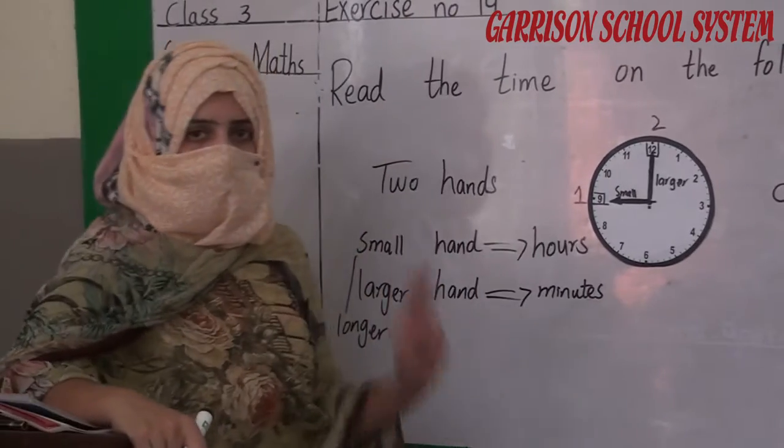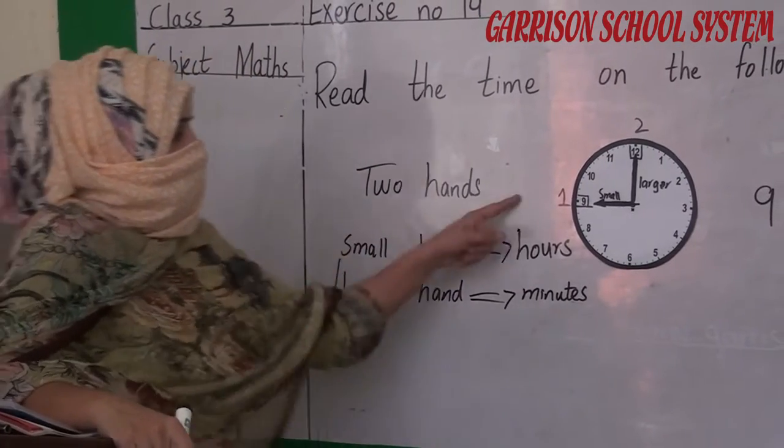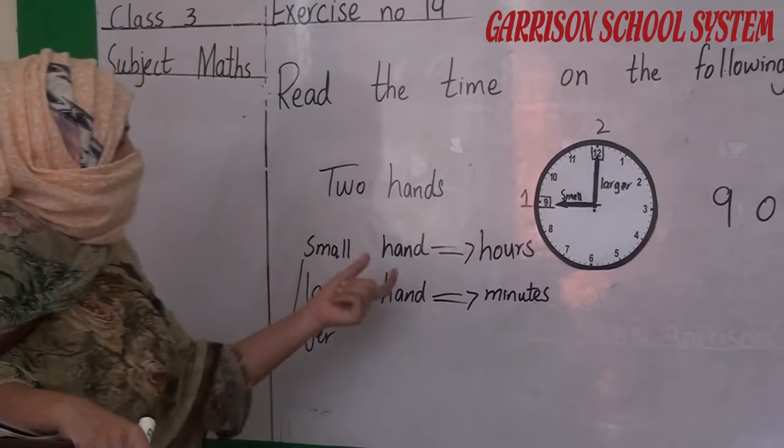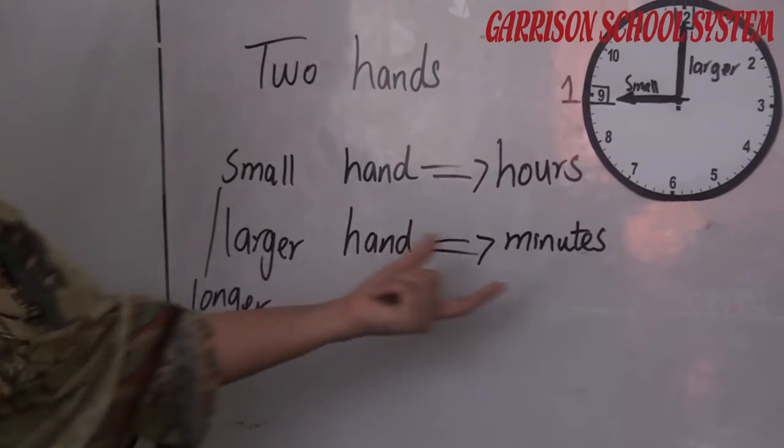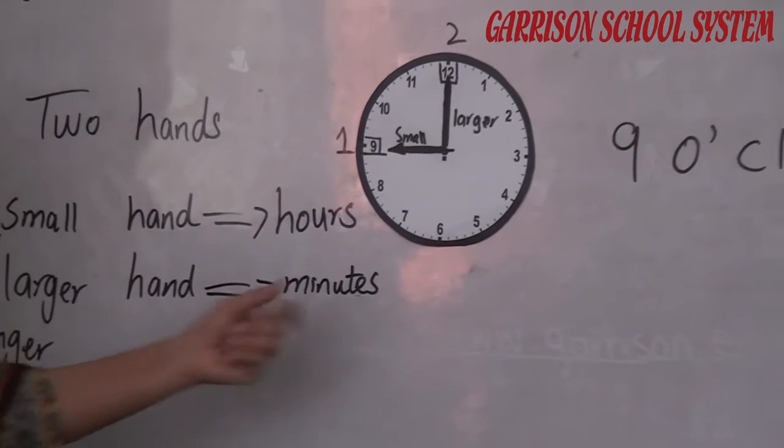Student, I am telling you again. A clock has two hands, small hand and larger hand. The small hand tells the hours of the day, and the larger hand tells the minutes.